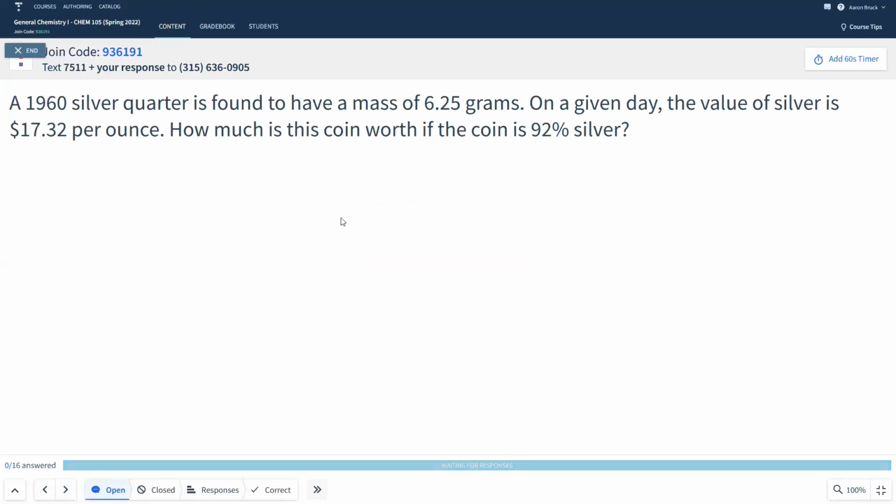We have a 1960 silver quarter. It has a mass of 6.25 grams. Today, the value of silver is $17.32 per ounce. I don't know if that's actually true or not, but for the purposes of this problem, it is. Question is this: how much is the coin worth if the coin is 92% silver?